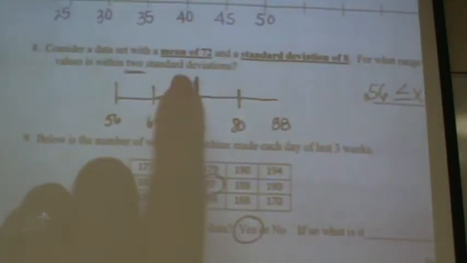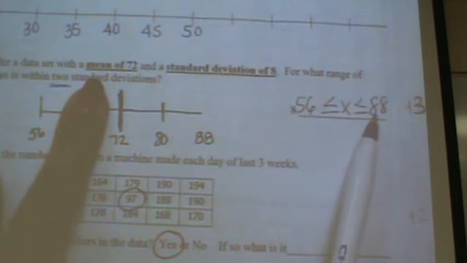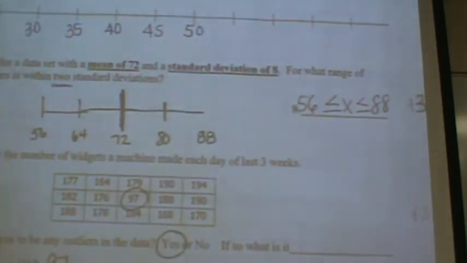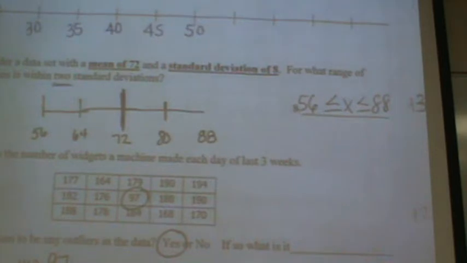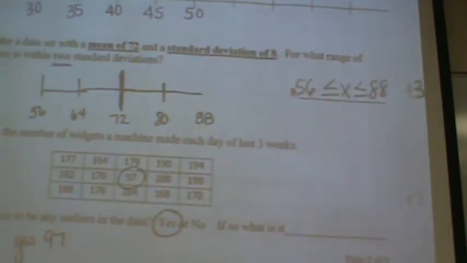Number 8. If something has an average of 72, 2 standard deviations. This is 1 above and 2 above. So it's going to go up to 88, and 2 below is going to be 56. If I said 1 standard deviation, it'd be 64 to 80. A lot of people messed that up. They only did 1 standard deviation.